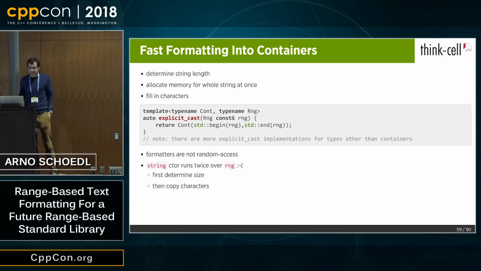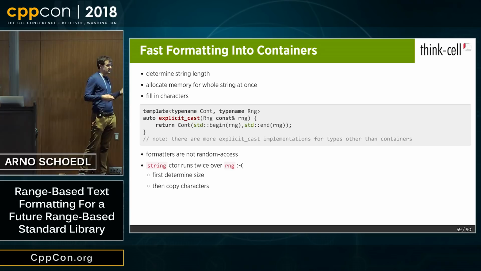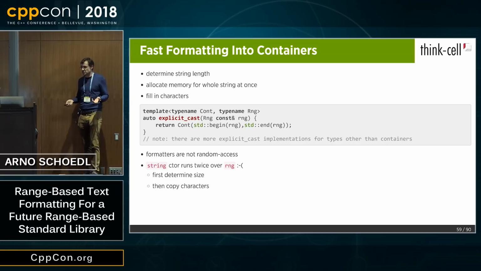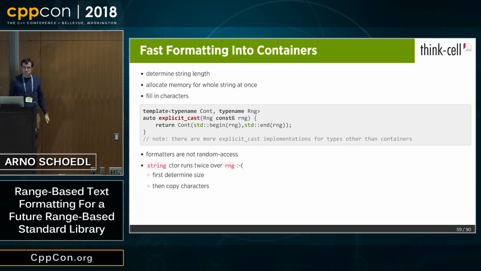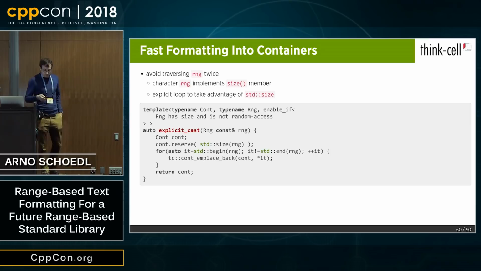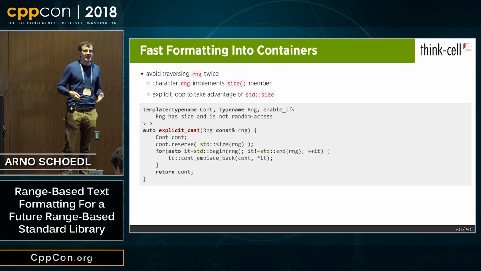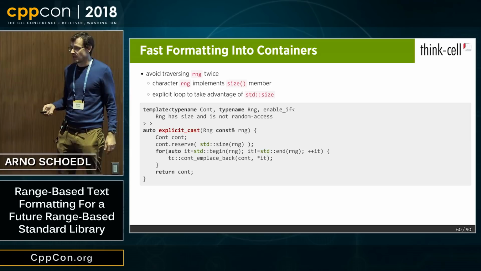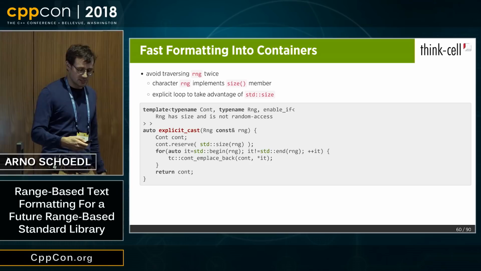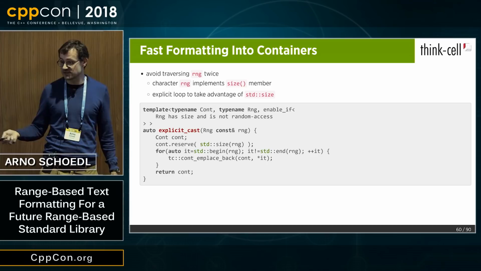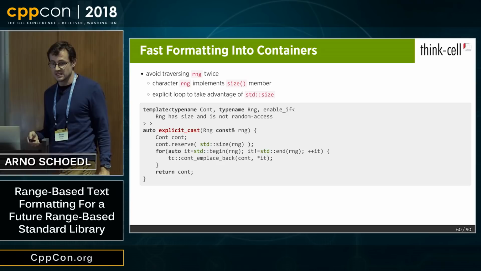Now, the problem is the formatters that we have, the SDEC, are not random access. So the constructor will actually go over the range twice. It will first measure the size, then do the allocation, and then run over it again to copy the characters. Not perfect. So how do we avoid doing that? We give the character range an opportunity to implement a more efficient size by just having a size member. And now, in order to ensure that the size member is actually being used, we write the explicit loop. We just have an empty container, then reserve the container, and then have an explicit loop just copying the characters into the container. Okay, that's a bit better.